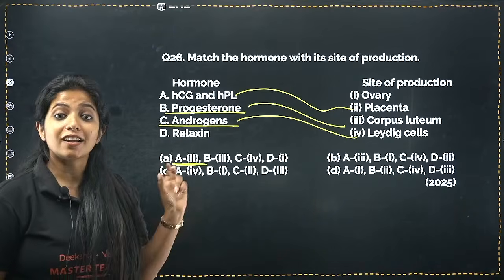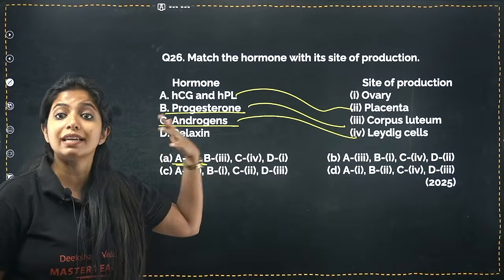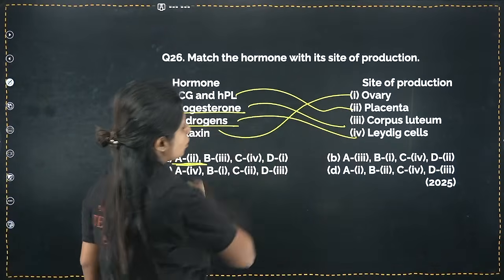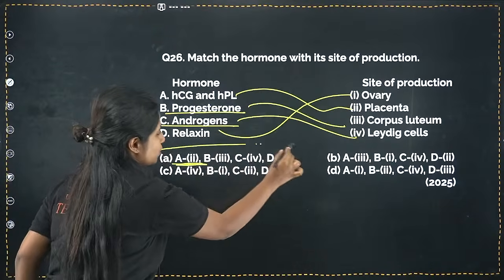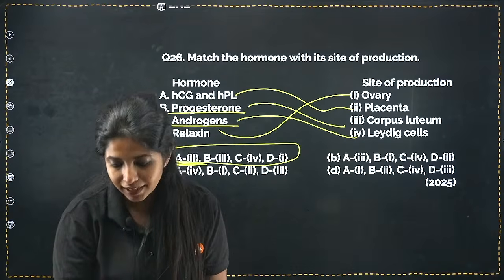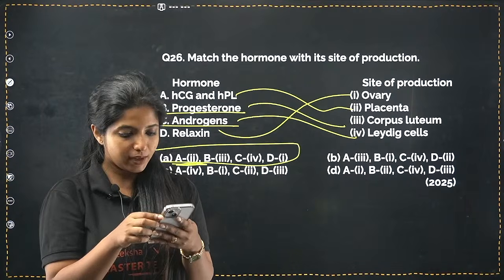Now, what about relaxin? Relaxin is a hormone that is produced during the later phase of pregnancy, again by ovary, which is why your answer for this question is going to be A. And you guys are absolutely correct with that. You guys were absolutely correct.